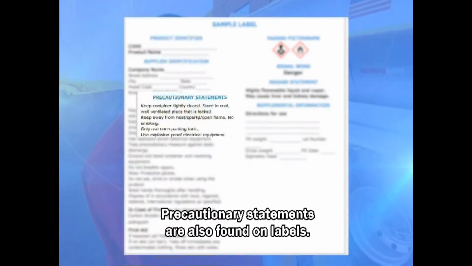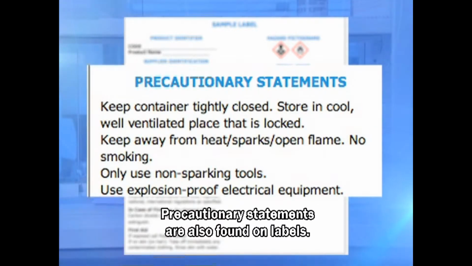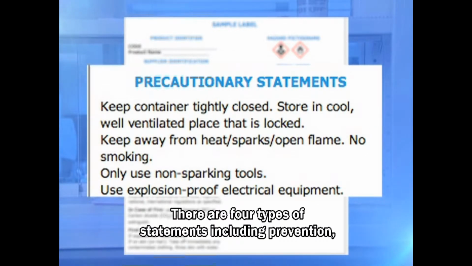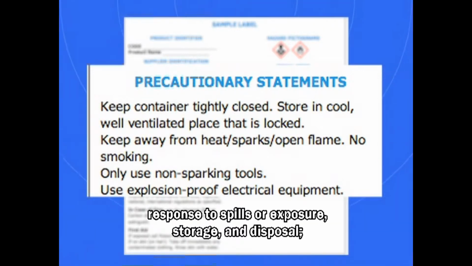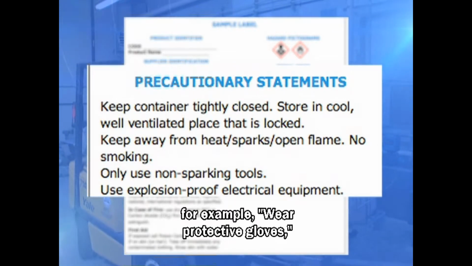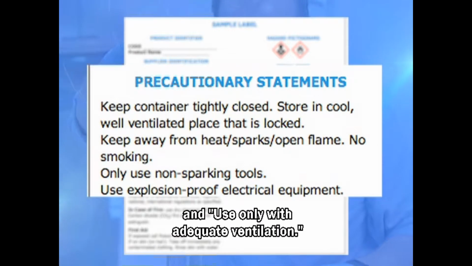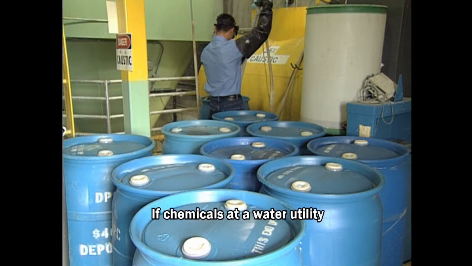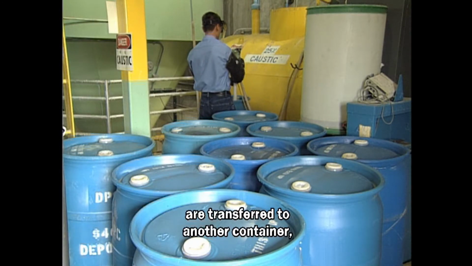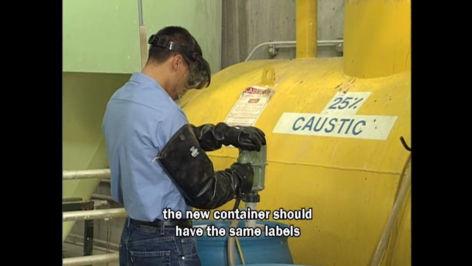Precautionary statements are also found on labels. There are 4 types of statements including prevention, response to spills or exposure, storage, and disposal. For example, wear protective gloves and use only with adequate ventilation. If chemicals at a water utility are transferred to another container, the new container should have the same labels and information of the original.